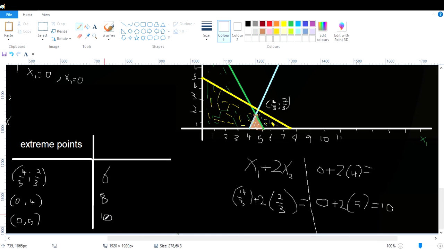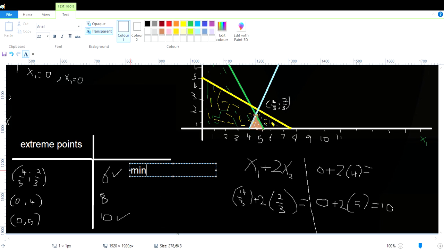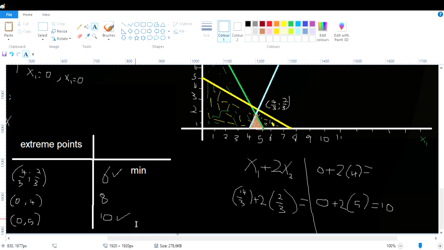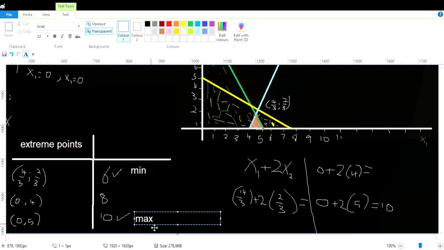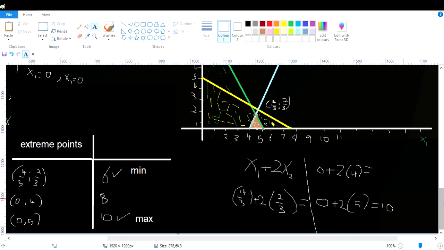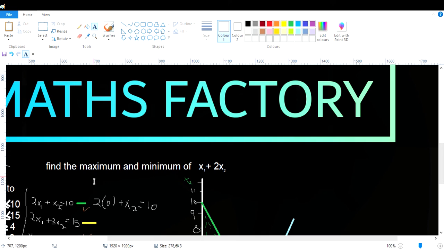Now let's choose. The maximum value is easy to see: this one is the maximum value, and this one is the minimum value. Let me write here minimum value, then this one is the maximum value. So we found the maximum value and the minimum value. This one is the final answer.